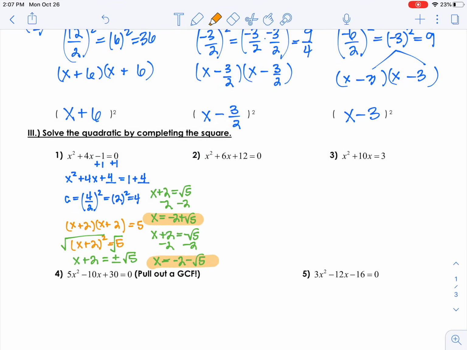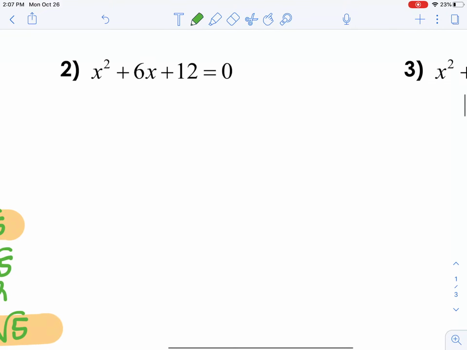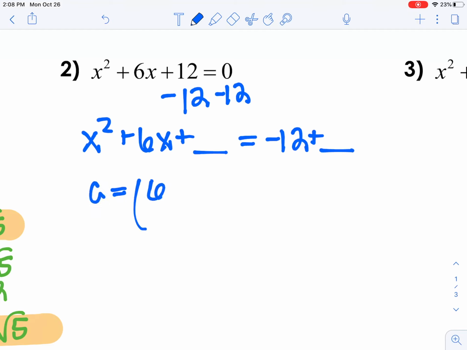Right there. Okay, I'm going to scoot this over so I give myself a little more space. On this guy, remember, first step, make way for your perfect square. So we subtract our 12x, or just our 12. We have 6x. This is where we add our blanks. We have negative 12 plus that blank. Now c equals b, so 6 over 2 squared is 9. So we fill 9 into both of our blanks.